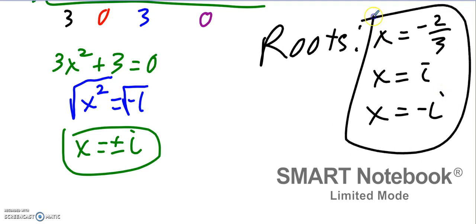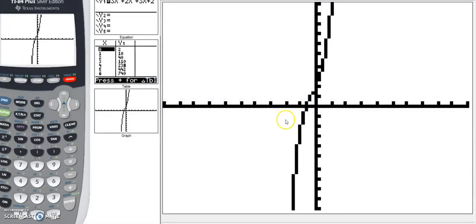Now I want to point out, this explains, so we got negative i and i as our two other roots, so we have 3 total roots, which is good because it was a third degree polynomial, but the fact that these two roots are imaginary explains why we only see one root on the actual graph. Because remember, imaginary roots are not x-intercepts. So we have only one x-intercept, but we have 3 roots.